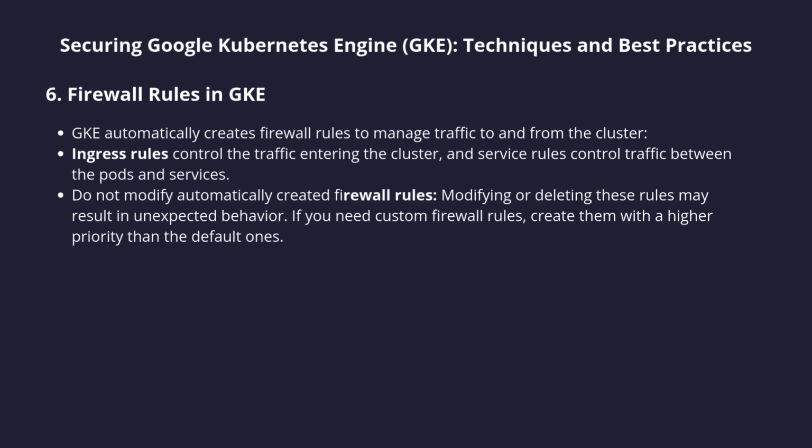6. Firewall Rules in GKE. GKE automatically creates firewall rules to manage traffic to and from the cluster. Ingress rules control the traffic entering the cluster, and service rules control traffic between the pods and services. Do not modify automatically created firewall rules. Modifying or deleting these rules may result in unexpected behavior. If you need custom firewall rules, create them with a higher priority than the default ones.